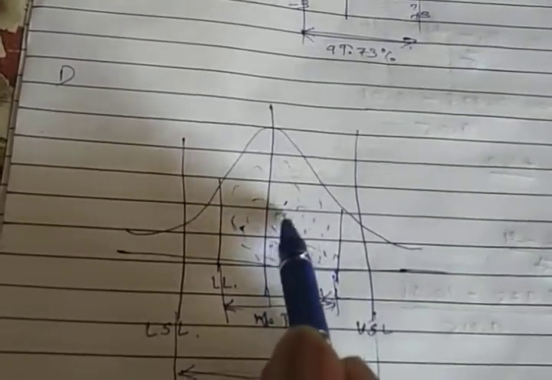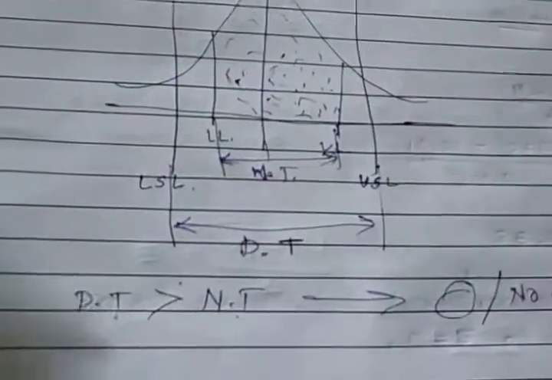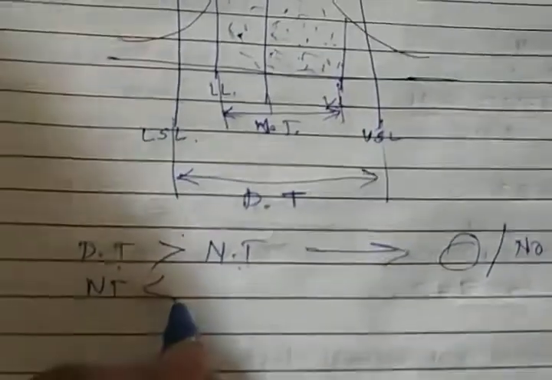There will be no rejection, no scrap will be produced, because all the shafts which are produced are within the design tolerance. The natural tolerance range is very small. That is why the design tolerance is greater than the natural tolerance, or the natural tolerance is lesser than the design tolerance. That is why we are going to get no rejection.